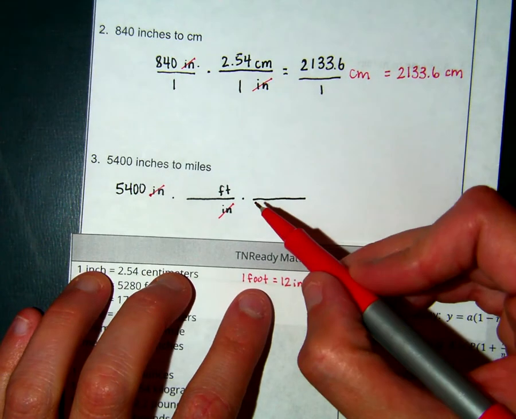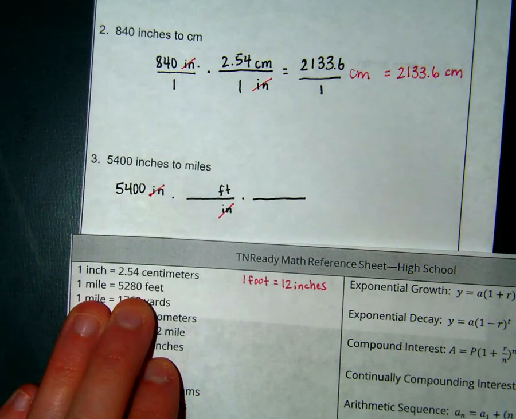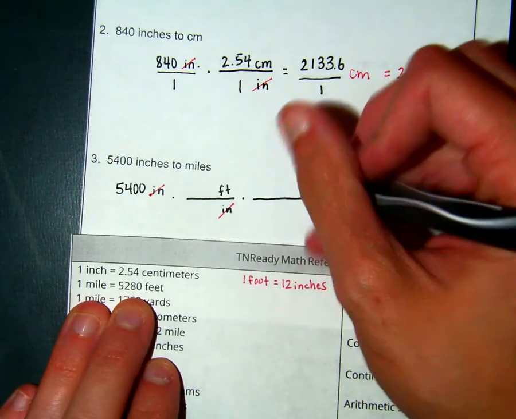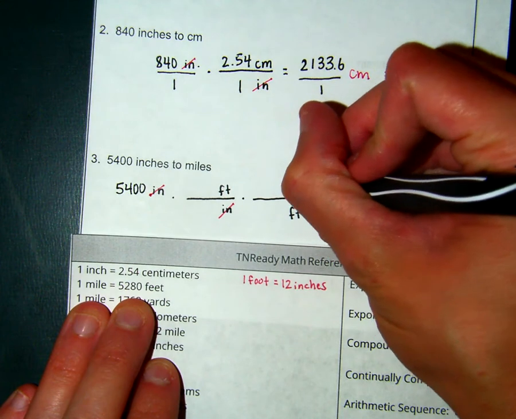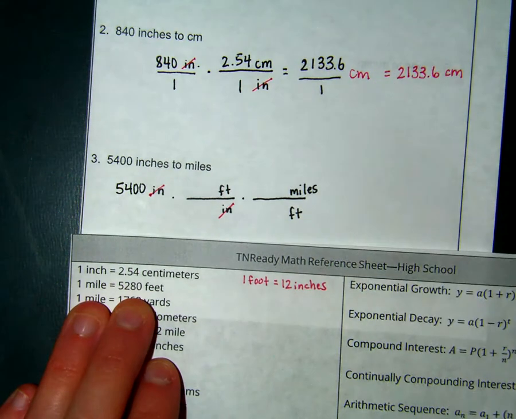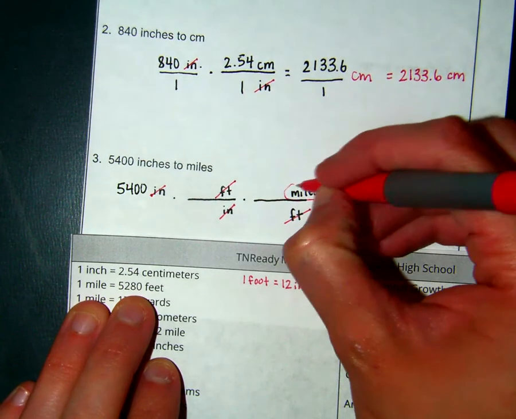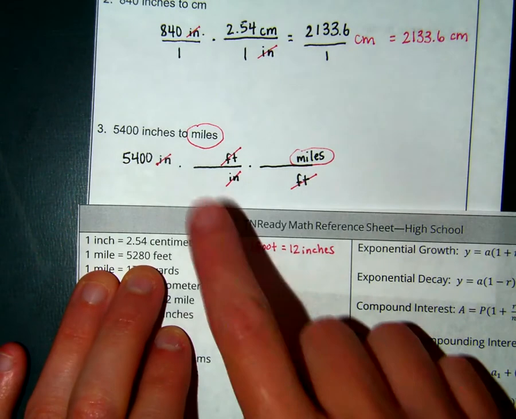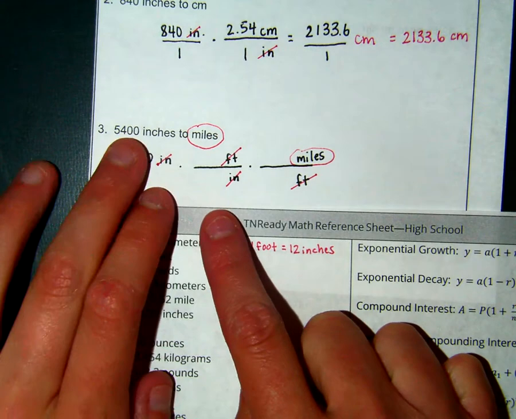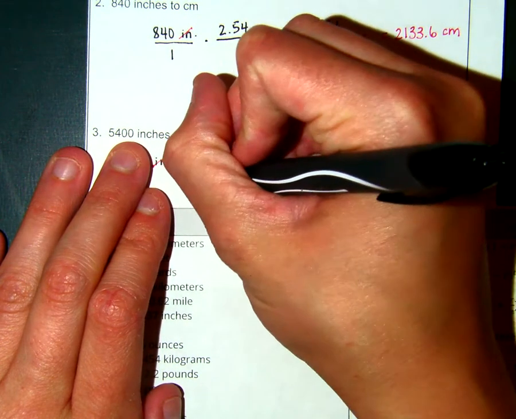I want miles. And here's feet to miles. So, since feet is on the top, to make it cancel out, I'm going to put it on the bottom, and I'm going to put miles on the top. So my feet will cross out, and I will have miles, which is what I want to have. Now we're going to fill in the numbers. Inches and feet comes from right here. 1 foot, 12 inches.